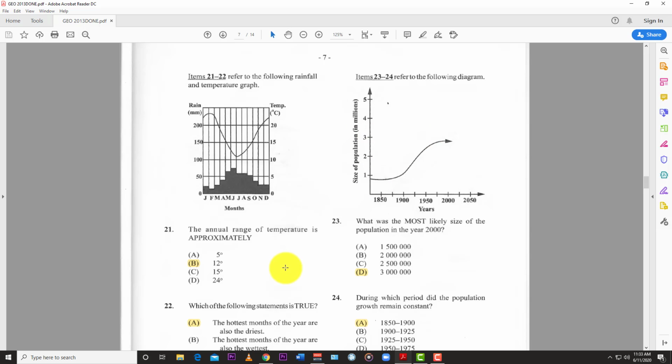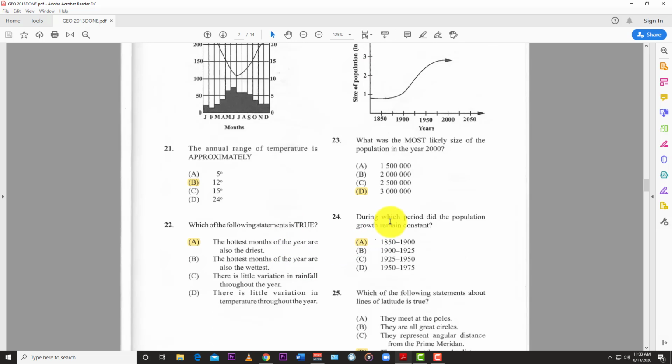Okay, plateaued right there. Number 24, during which period did the population growth remain constant? And the answer is A, 1850 to 1900. And you see that right here. A nice leveling off right there. Nothing changing.